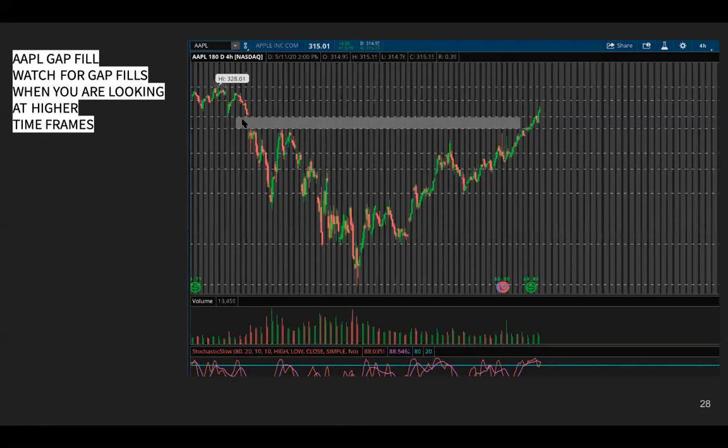Watch for these types of gap fills that may happen on your chart. I'm looking at a 4-hour time frame on Apple, right? Sometimes these gaps will happen and it won't even fill for another few months. But if you're looking at a potential gap fill, just take that trade because usually they will fill the gap.